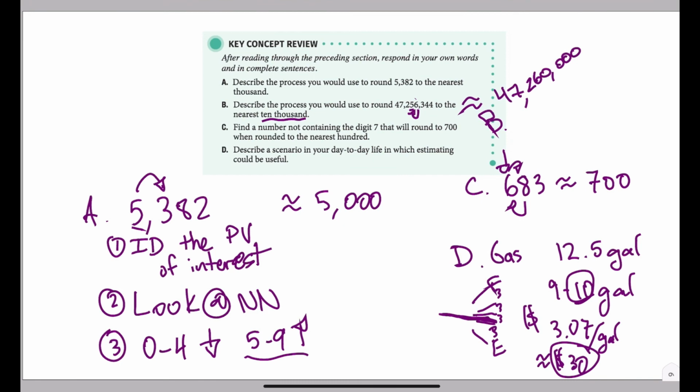So that's just one example. I'm sure you're going to think of something different and something interesting, and I hope that you'll think about all the different ways you estimate and round throughout the day. So that was 1.4, and we'll see you back for 1.5.